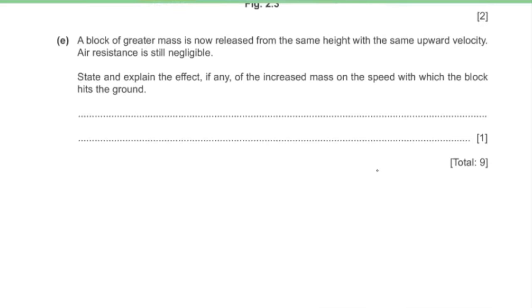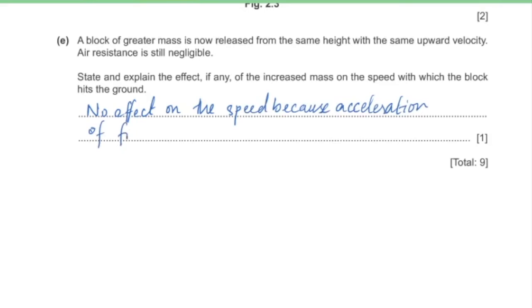Part E, a block of greater mass is now released from the same height with the same upward velocity. Air resistance is still negligible. State and explain the effect, if any, of the increased mass on the speed with which the block hits the ground. So as long as air resistance is negligible, there is going to be no change to the motion of the block, because acceleration of free fall is unchanged for every mass. So no change or no effect on the speed, because acceleration of free fall is unchanged.